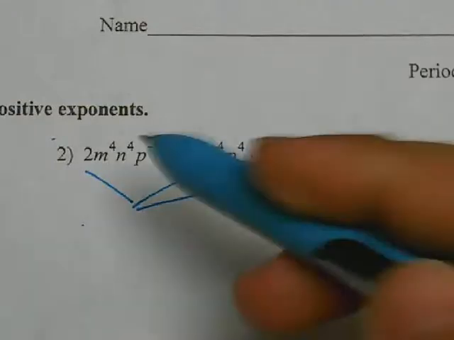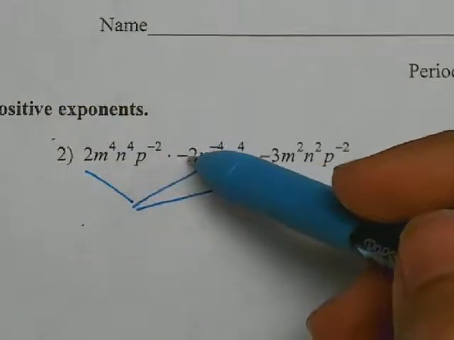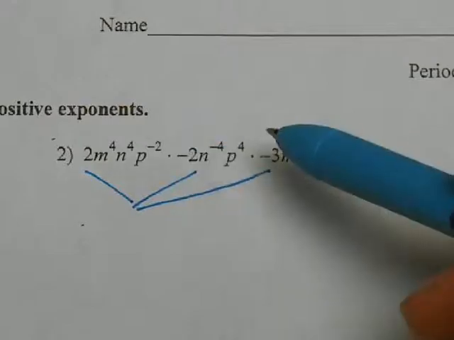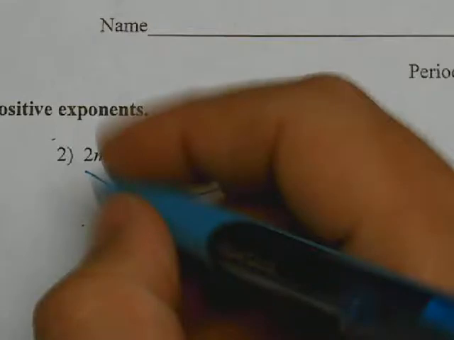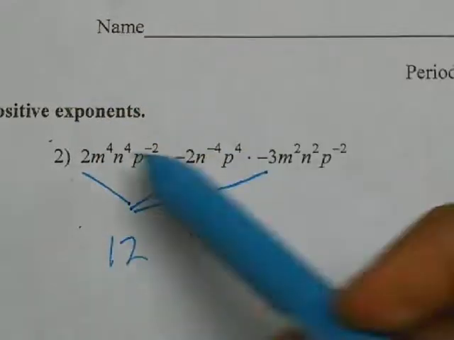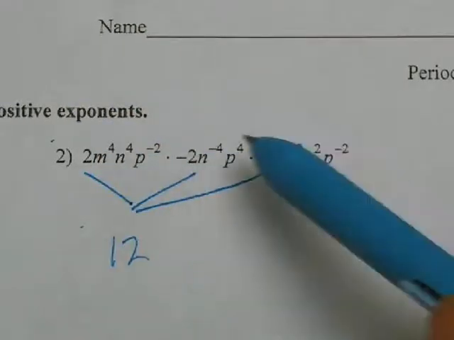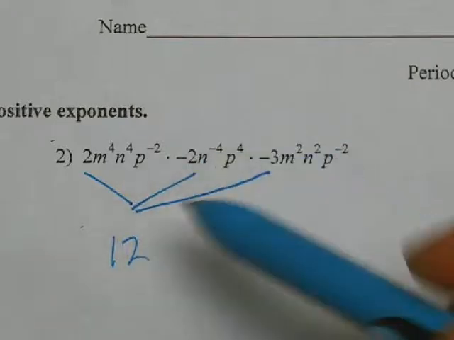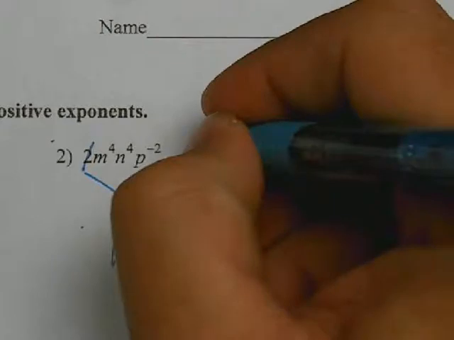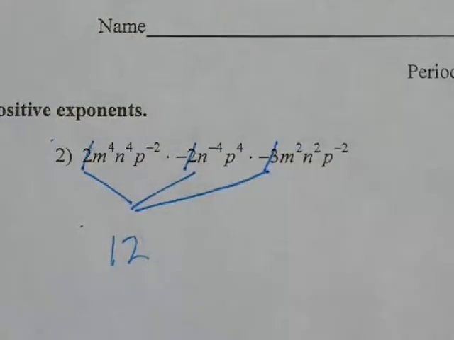2 times -2 is -4. -4 times -3 is a positive 12. And then I can mark my coefficients out because I need them no more. Okay. Now let's go to our m's, starting with our m.